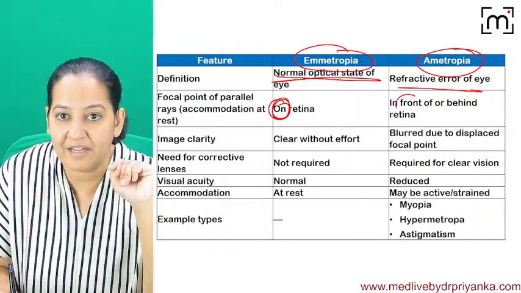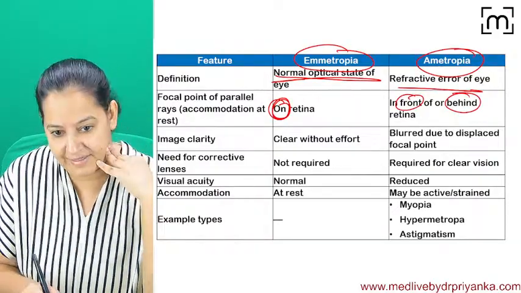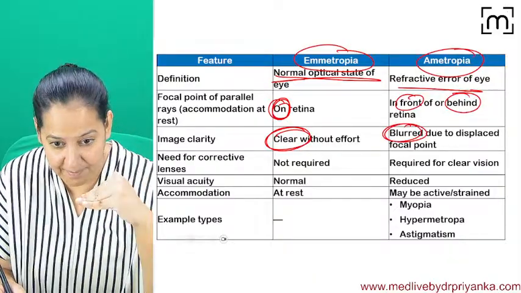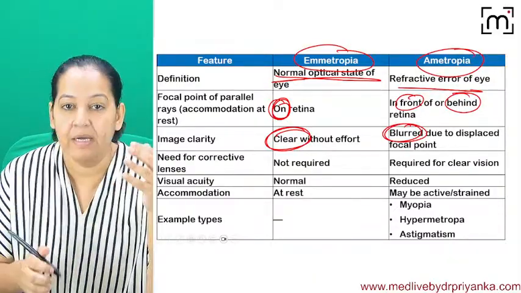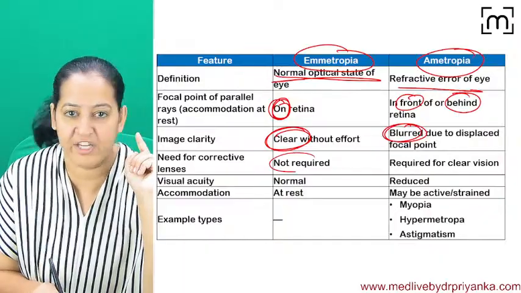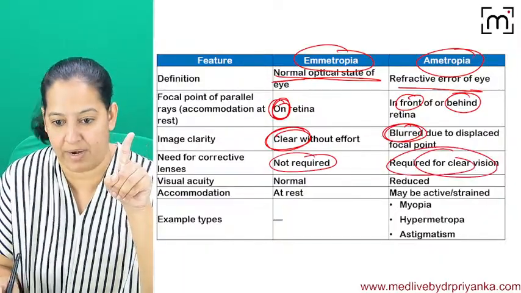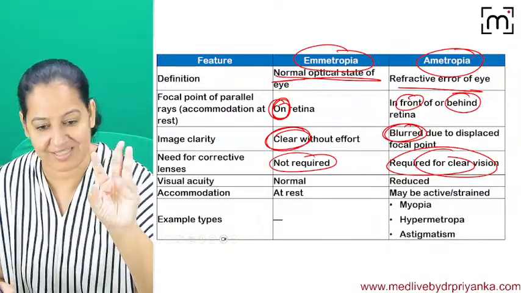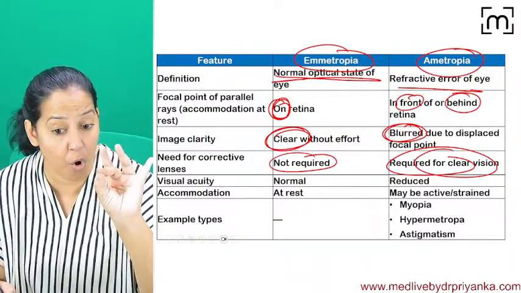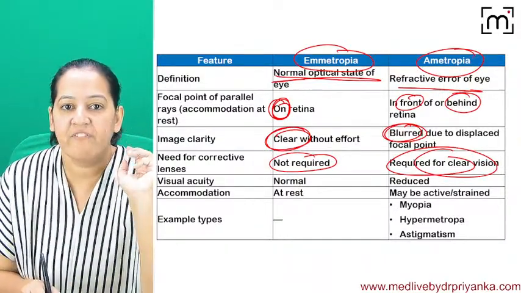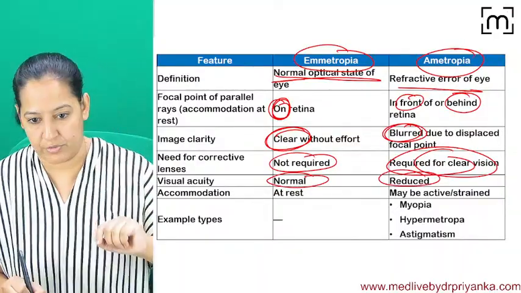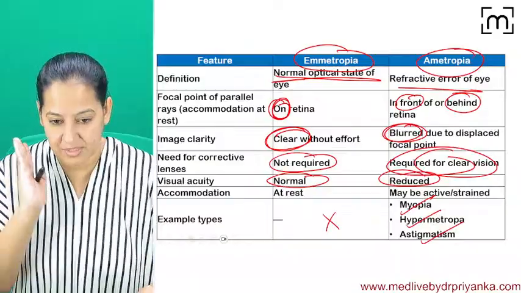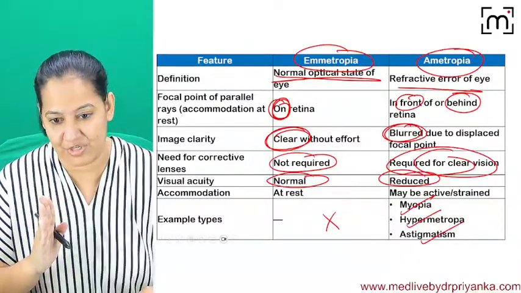Here the focus is either in front or behind or on multiple meridians. Here image is clear without effort. Here image is blurred, either near image or distant image, depending on which image is blurred. Here correction is not required. Here correction is always required, either with the help of spectacles or contact lens or surgery. There are three options: spectacle, contact lens, surgery. We will see all details one by one. Here visual acuity is normal, here visual acuity is reduced. Here we don't have any type, it's a normal eye. Here myopia, hypermetropia, astigmatism.